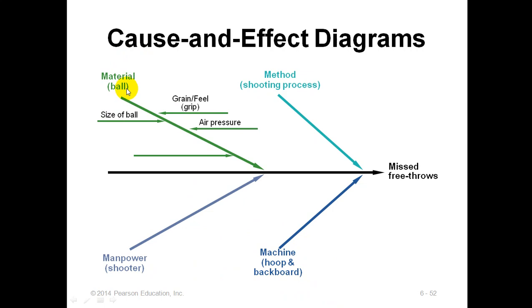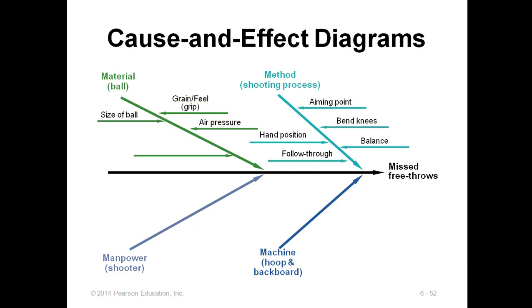If you talk about material, this is the prime reason and these are the sub reasons. Maybe the size of the ball is the issue, maybe the air pressure, maybe the grip is somehow the issue with the material. We cannot grip the ball. In the method process, maybe the aiming point, bent knees, or balance is not okay, maybe the hand position, maybe the follow through is not okay. The shooting method is not okay, that's why it is creating the issue.